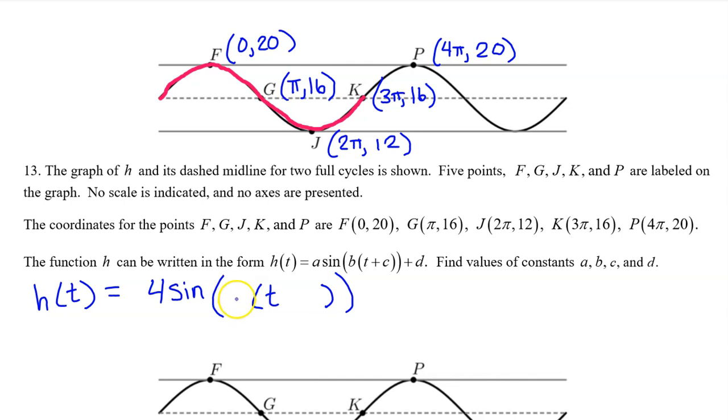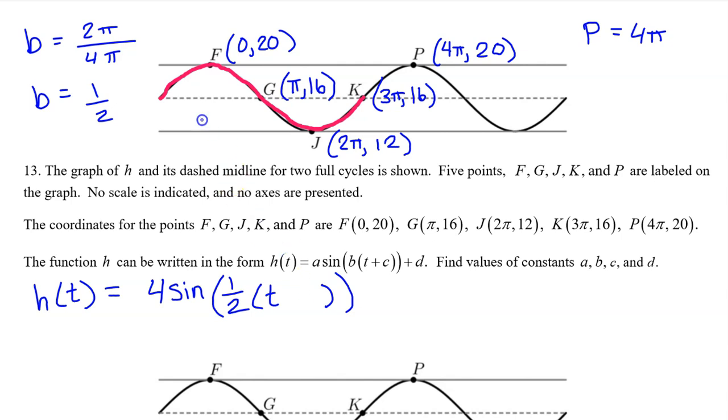Next, it is time for the b value, but in order to find the b value, we first need the period. From maximum to maximum, the input values go from 0 to 4 pi. So that is the period. We know that the b value is going to be 2 pi divided by the period, so 2 pi over 4 pi. This simplifies to 1/2 after the pi's cancel out. So the value of b is 1/2.